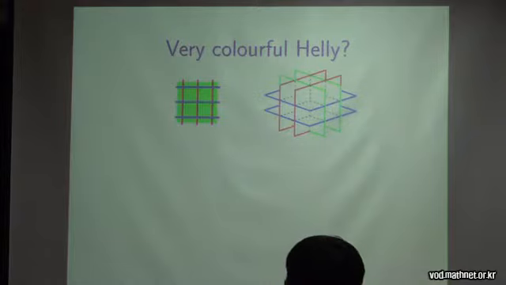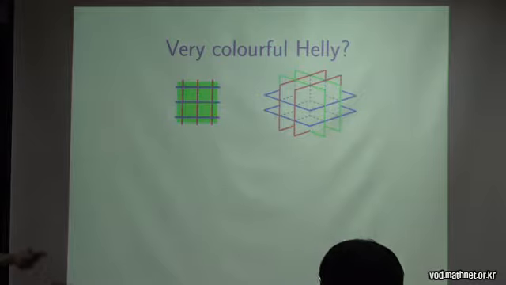And I write here "very colorful Helly" because there is an analog of Helly's theorem, which is called the Carathéodory theorem. And they're in some sense duals of each other. There's a colorful Helly, there's a colorful Carathéodory. And there's a very colorful Carathéodory, which was in part proved by Andreas here and many other people at the same time. And the conclusion of this very colorful Carathéodory is that you can say something about two of the colors.